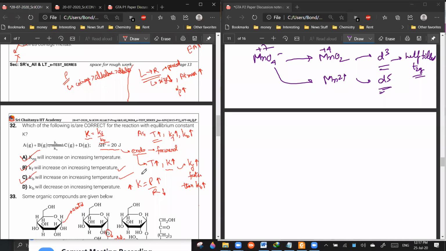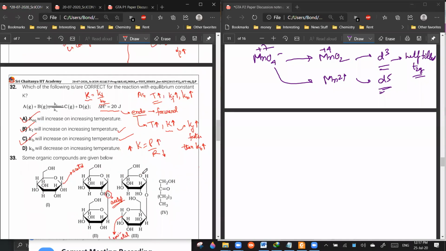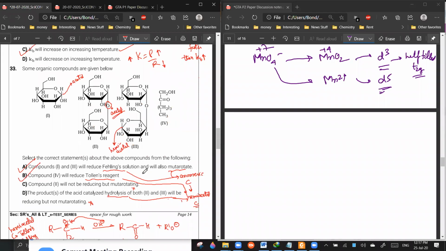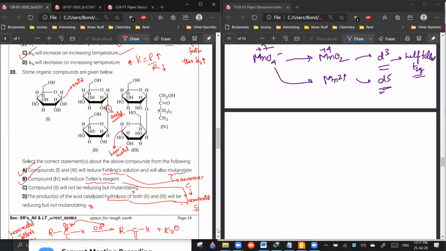Okay. After 32, I expect that you people should show more attendance when it comes to advanced paper discussions. See, even if you have not given the paper, at least go through the paper before the discussion. Then you will be able to participate in the discussion. It doesn't matter whether you have given the paper or not. The idea is to go through the questions.